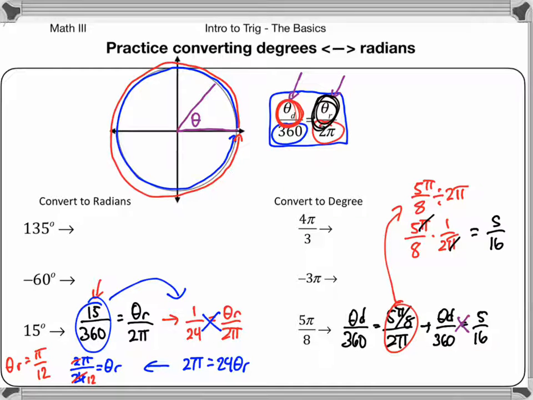Okay, so 360 multiplied by 5 is going to give us 1800 equals 16 theta d. And now we have to divide off 16 on each side. And at the end of the day, I believe that's going to give us theta d equals, or the amount of degrees that 5 pi over 8 equals, 112.5 degrees. Okay, so this is a standard way how we go back and forth, converting from degrees to radians and radians to degrees. Okay, so let's go ahead and get this mastered with some practice, and then I will see you in the next video to push this concept further.